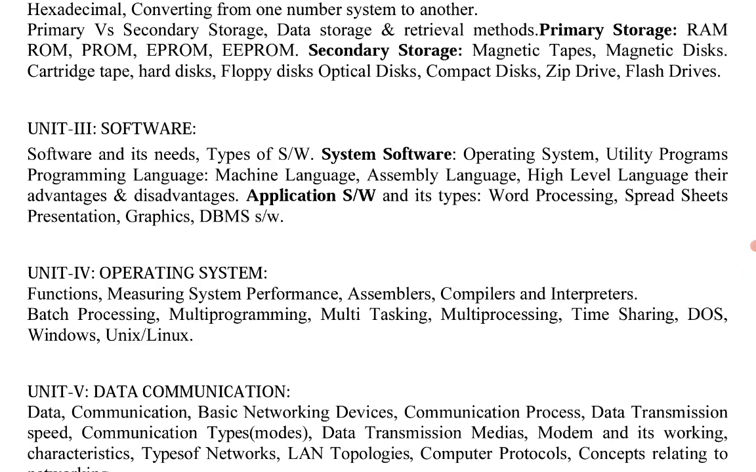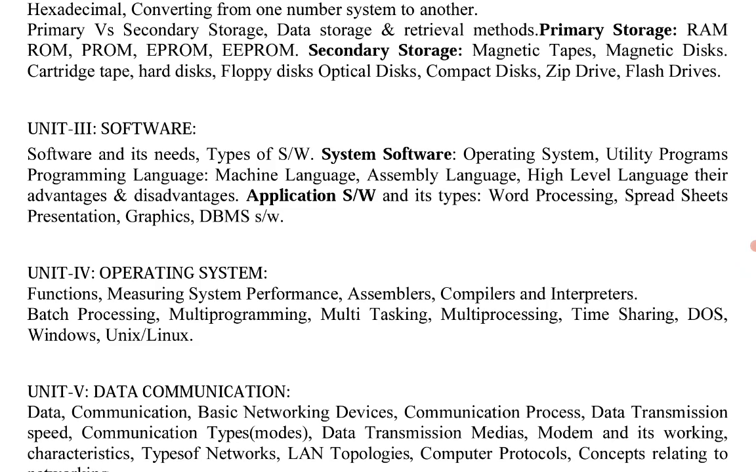So what are the different types of programming languages? High level language, low level language, middle level language, machine level language, assembly level language, and what are their features, applications, advantages. Then application softwares and its types. The first type is system software, the second type is application software, the third type is programming languages.